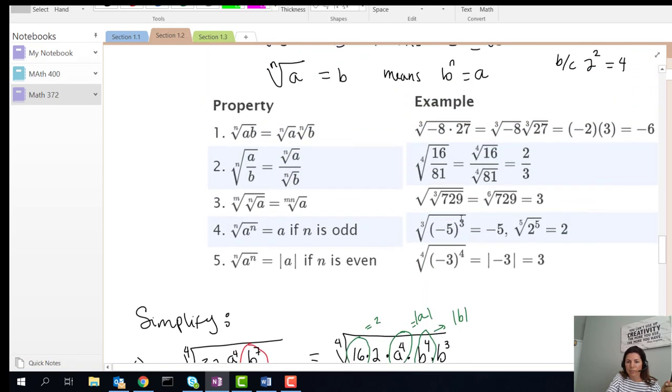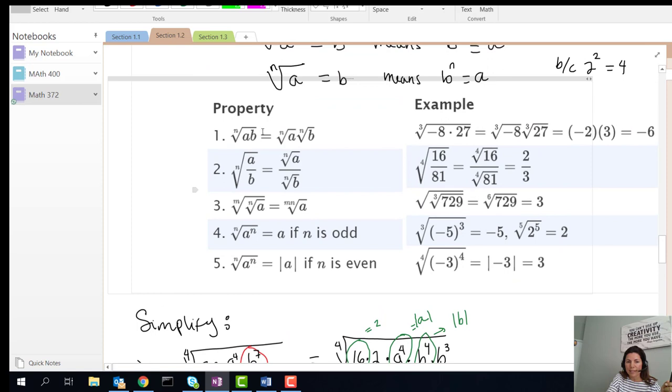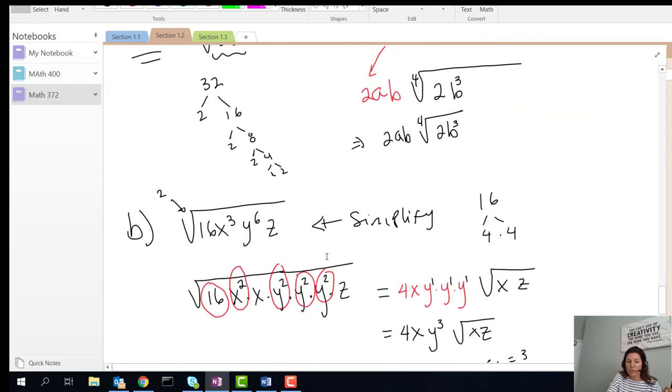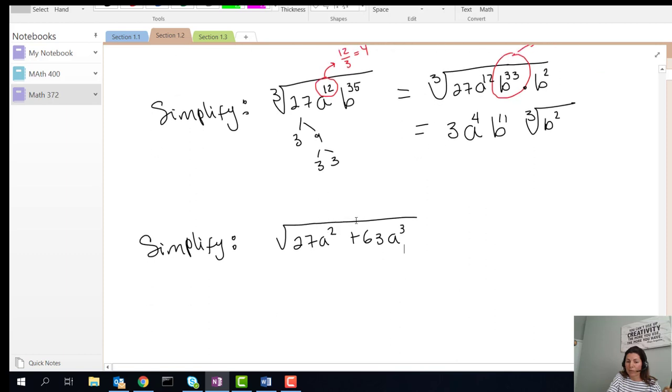So notice that in the properties of radicals, there's nothing here that says the square root or the nth root of a plus b or a minus b. There's nothing in there that says that you can split those up. So be careful. We don't want to split up over a plus. We can only split up things when they're being multiplied. So in this case, we got to think about factoring.